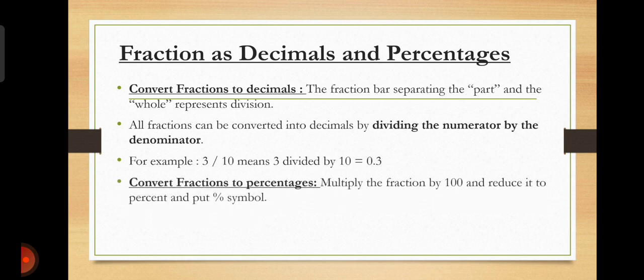Now converting fractions to percentages. We have to multiply the fraction by 100 and reduce it to the percent and put the symbol of percent. For example, the 3 by 10, which is the example of the previous one, we multiply it with 100. So 3 by 100 whole divided by 10, which gives you 30%.